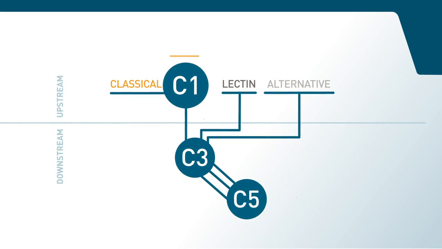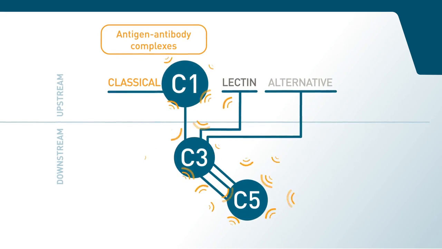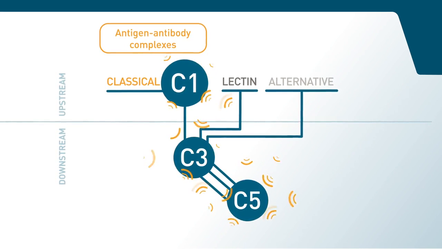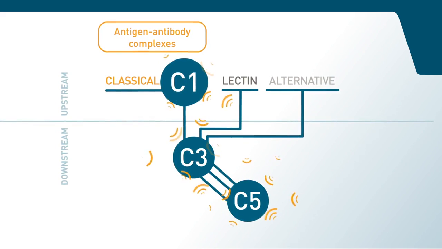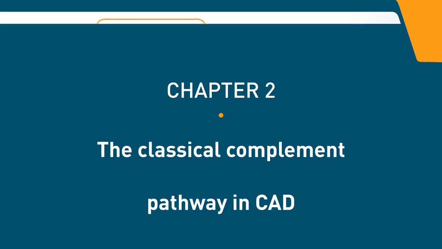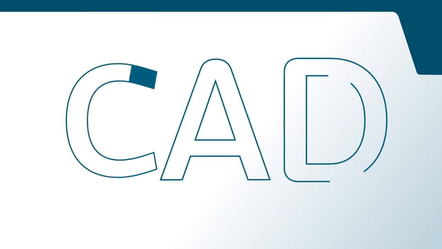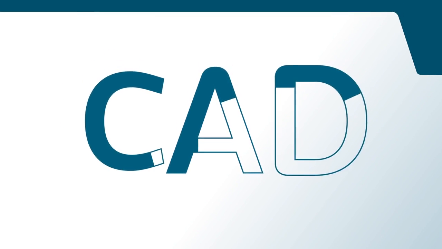In cold agglutinin disease, activation of the classical complement pathway occurs when autoantibodies called cold agglutinins, typically IgM, bind to the I antigen on red blood cells. Cold agglutinin disease, or CAD, is a rare chronic autoimmune hemolytic anemia characterized by C1-activated hemolysis, which is a result of classical pathway activation and persistent complement activation.